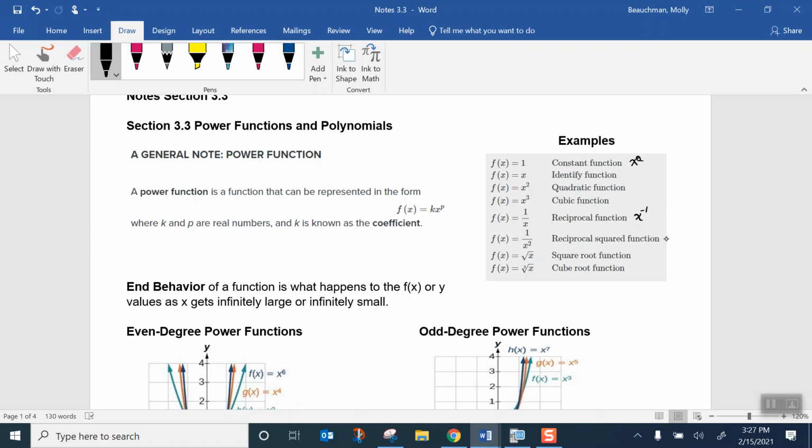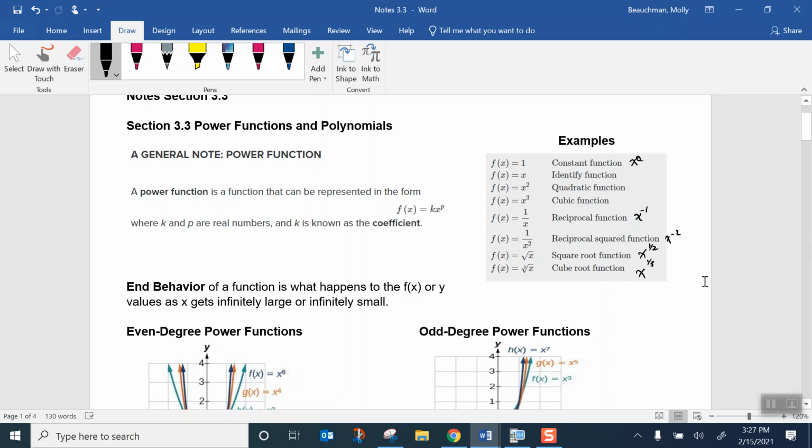1 over x squared can be written as x to the power of negative 2. The square root function can be written as x to the power of 1/2, and cube root can be written as x to the power of 1/3. So as long as x can be written to a power of a number, it could be 0, it could be positive, could be negative, and it could be a fraction, then those are considered power functions.